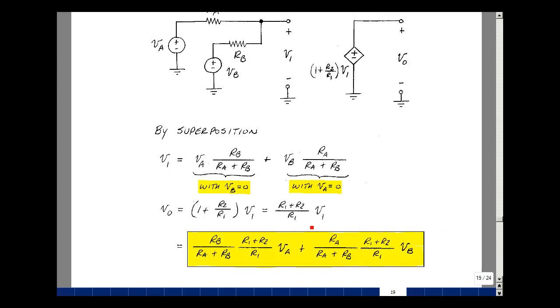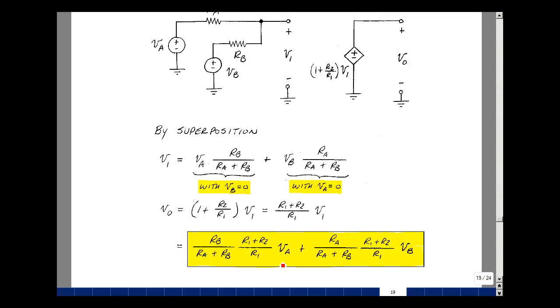V out is going to be equal to R1 plus R2 over R1 times this expression, which is V sub A times R sub B over R sub A plus R sub B. And again, multiply this, R1 plus R2 over R1, times V sub B times R sub A over R sub A plus R sub B.